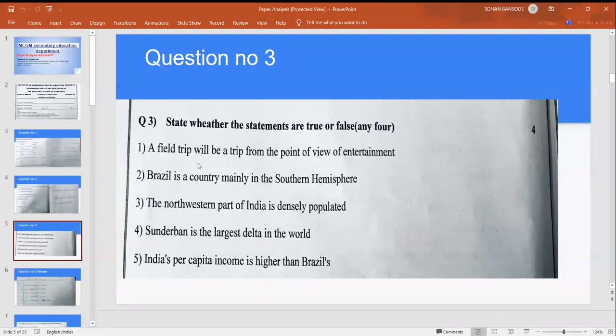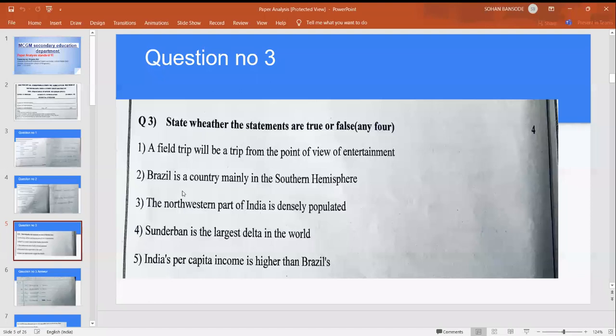First one: a field trip will be a trip from the point of view of entertainment. We all know from the first chapter, from the first lecture, that a field visit is a very planned and objective visit. So this would be the wrong or false statement. Brazil is a country mainly in the southern hemisphere. So you have to recall the location of Brazil. That is, it is mostly located in the northern hemisphere. That's why again it is a false sentence.